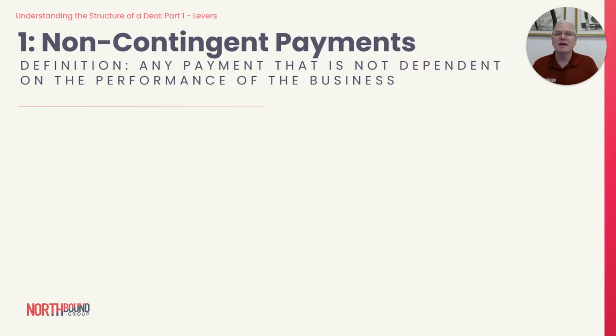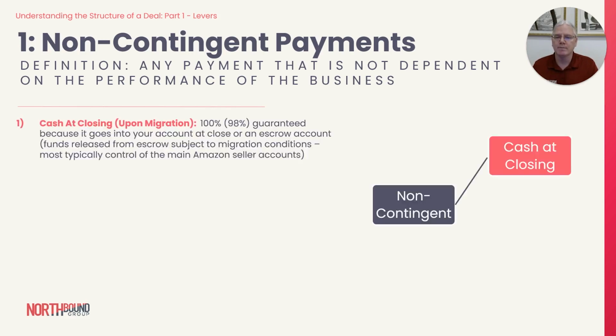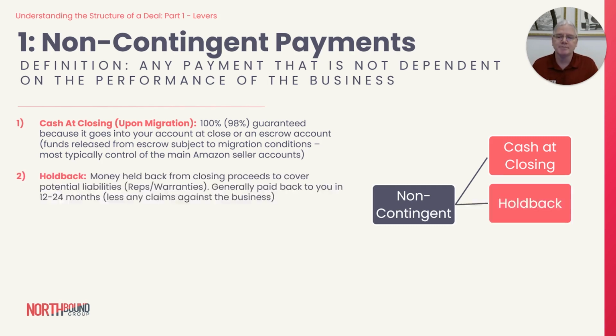Non-contingent payments. The definition of a non-contingent payment is any payment that's not dependent on the performance of the business post-acquisition. It's separated typically into cash at closing, or for most e-commerce companies or Amazon companies, upon successful migration of your accounts. I like to think of it as 100% guaranteed, but maybe 98%, although it's very, very rare to not have a migration happen. And in fact, in my 5 or 6 years at Northbound doing hundreds of millions of dollars in transactions, we've never not had a migration happen.